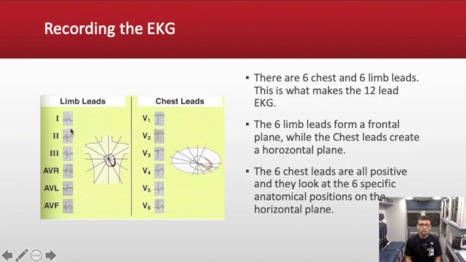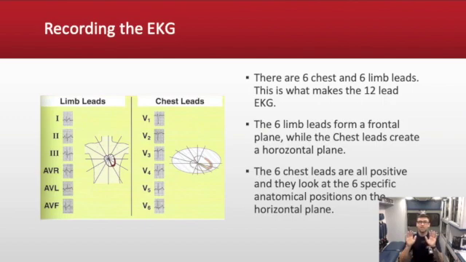Again, your limb leads 1, 2, 3, AVR, AVL, AVF, you're going to get all 6 of those views simply by placing left arm, left leg, right arm, right leg. But you're not going to get V1, V2, V3, V4, V5, V6 without placing each of those leads on the chest and then going around the heart. The 6 limb leads form the frontal plane, while the chest leads create a horizontal plane.